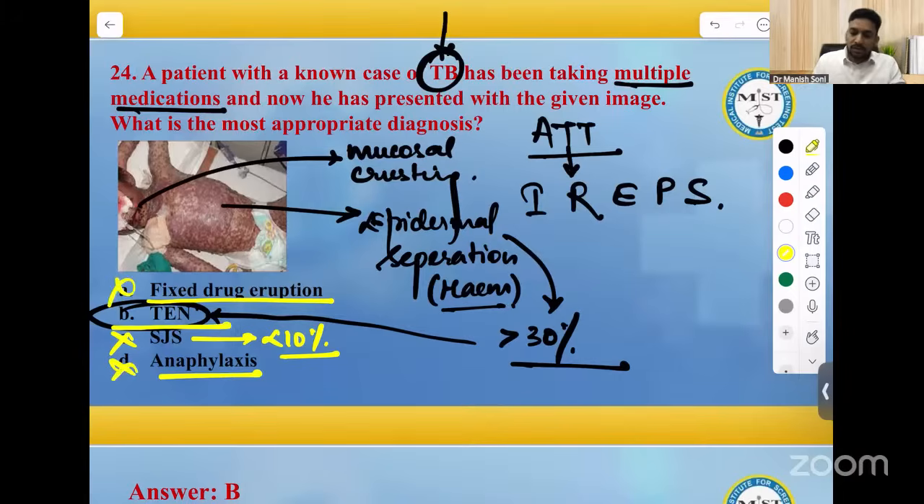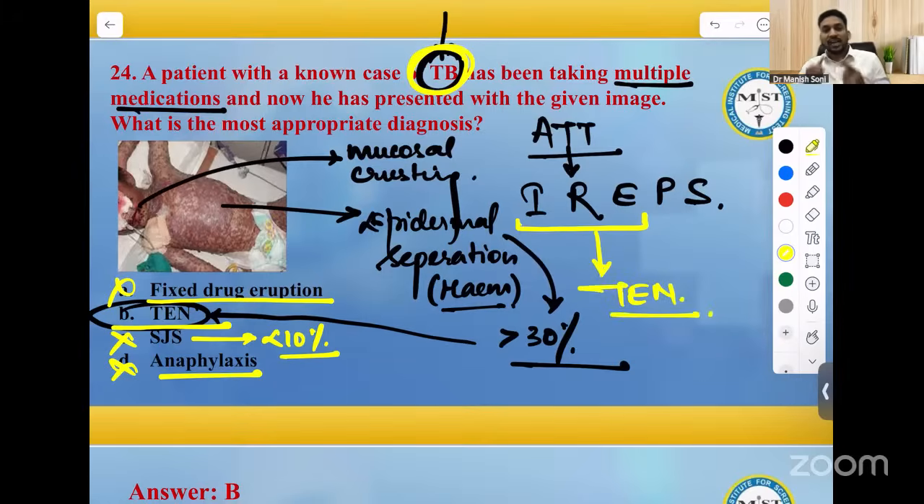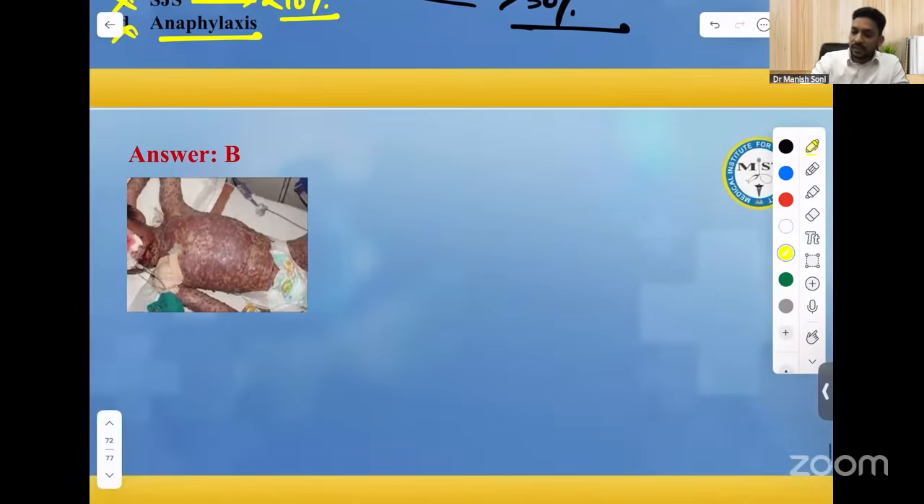Answer is TEN because there is hemorrhagic epidermal separation and hemorrhagic mucosal crusting, and there is intake of drugs which is mentioned. And the drugs here are anti-tubercular drugs. Among these anti-tubercular drugs, these three are the culprits which can cause TEN. So isoniazid, rifampicin, and ethambutol, all three are known drugs which can cause TEN. There are other drugs also.